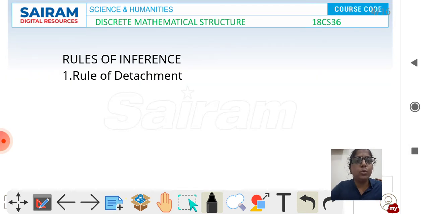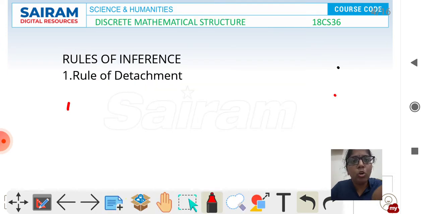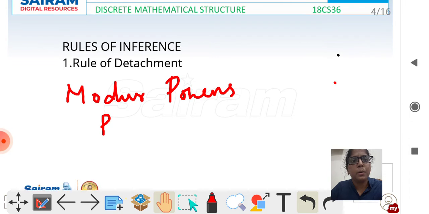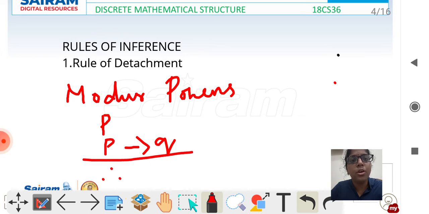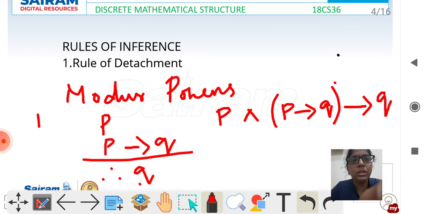Okay, so the first rule is the rule of detachment. What is the rule of detachment? It is also known as modus ponens. What is the modus ponens rule? It is: P, P implies Q, therefore Q. What does it mean? P is one premise and P implies Q is another premise. What is the conclusion? It is Q.